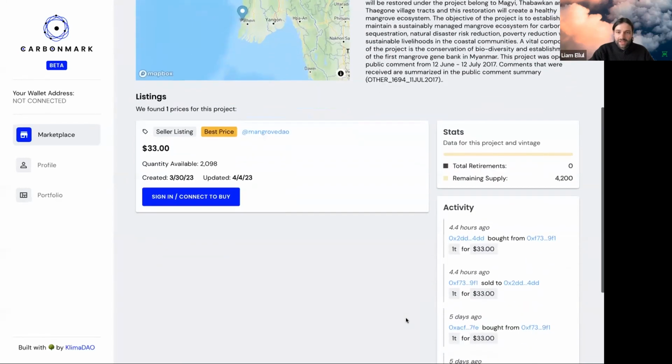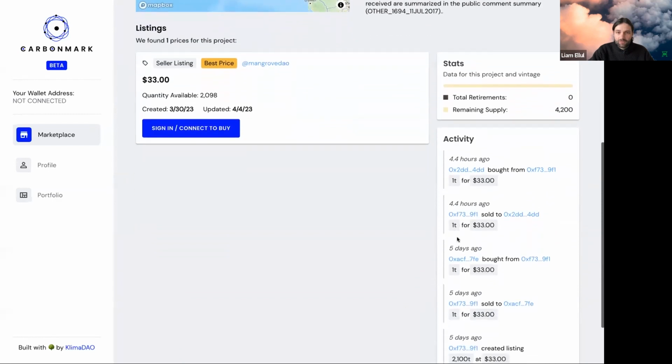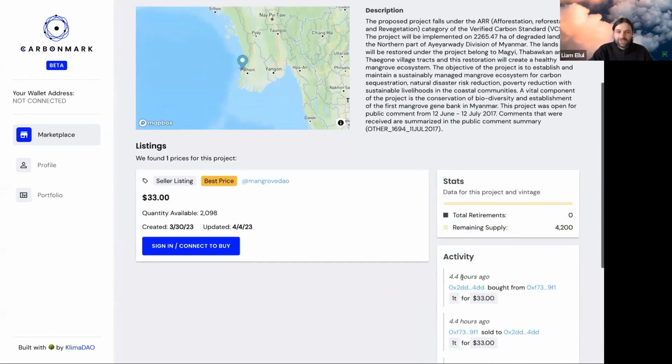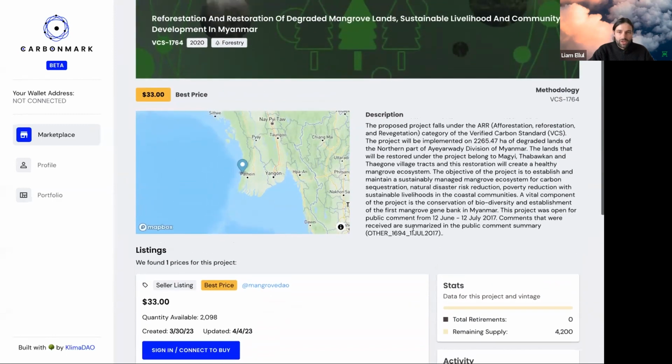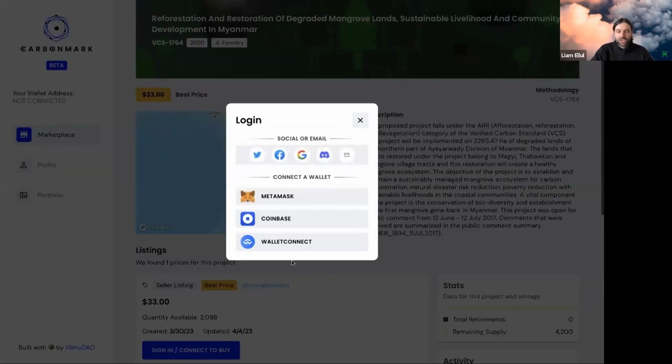And we also see the activity, the buy and sell activity around this project. So we've also spoken about how we're abstracting away a lot of the more technical infrastructure that underpins this marketplace. And I think the sign in and connect here is a great example of how we're achieving this.